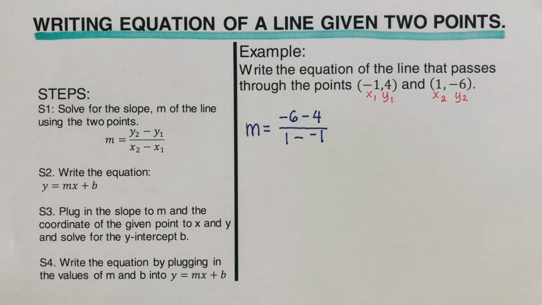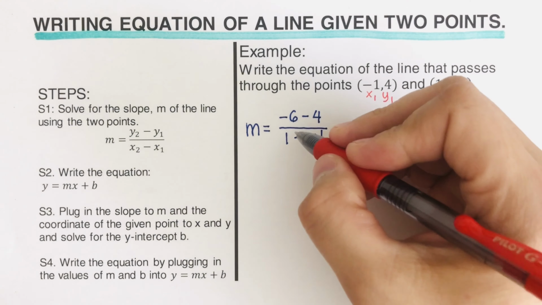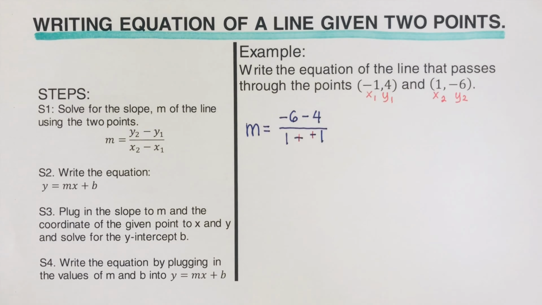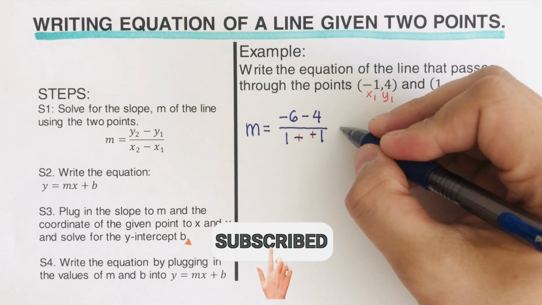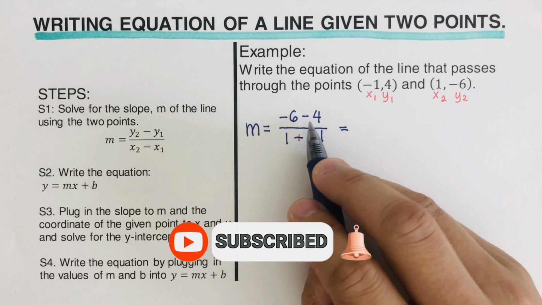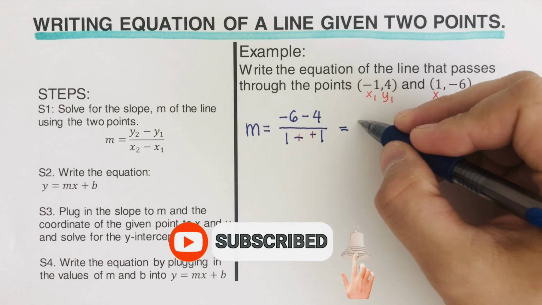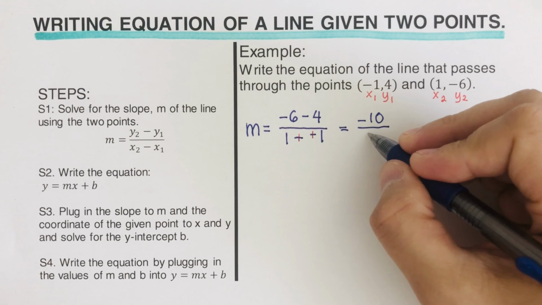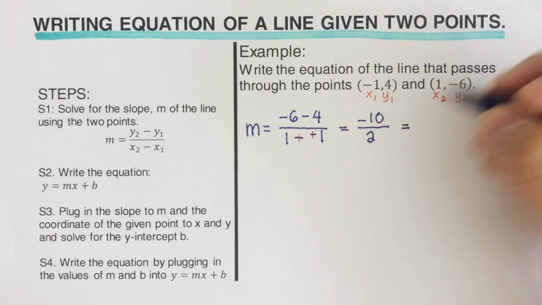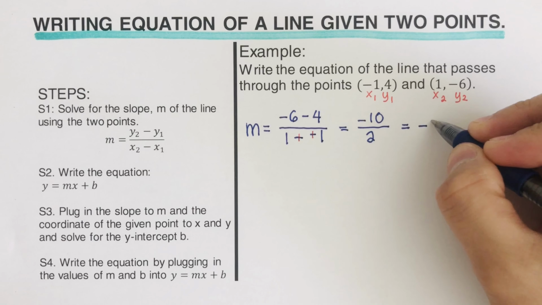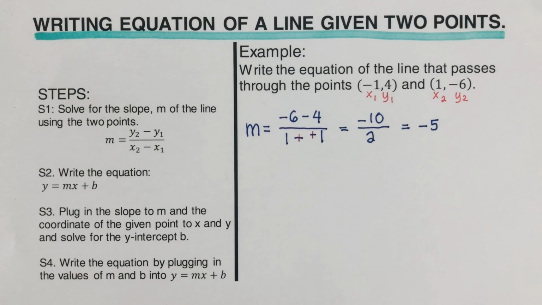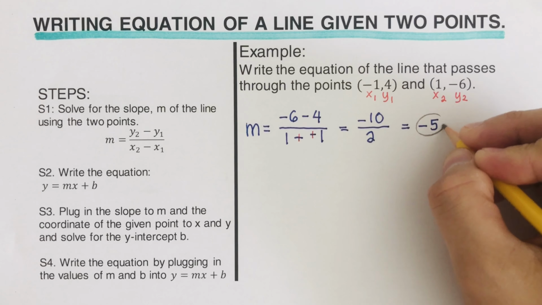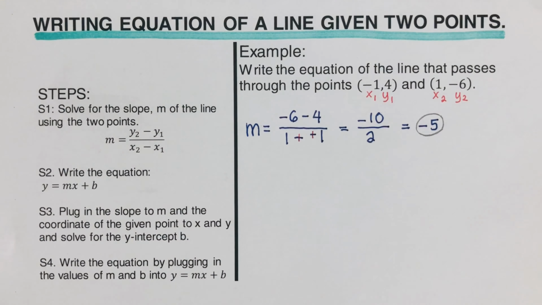So then we can go ahead and change this to plus, and then we do the arithmetic. That would be -6 minus 4 is -10, over 1 plus 1 which is 2. So then we can go ahead and say that our m is -5. So our m is -5. We're going to use that in the next step.